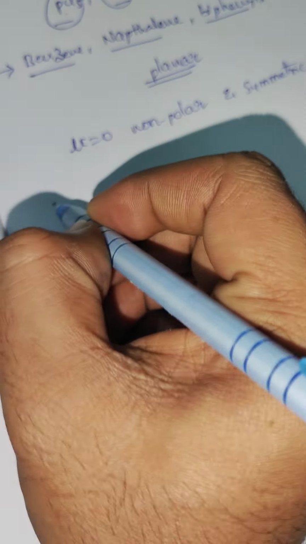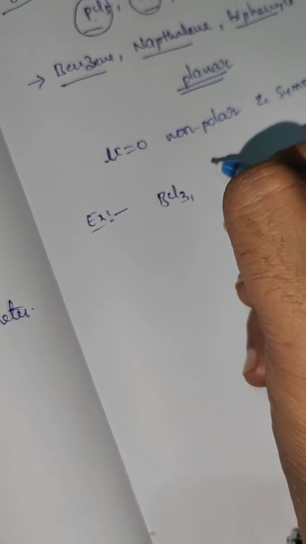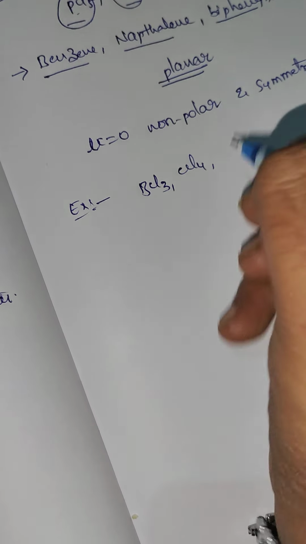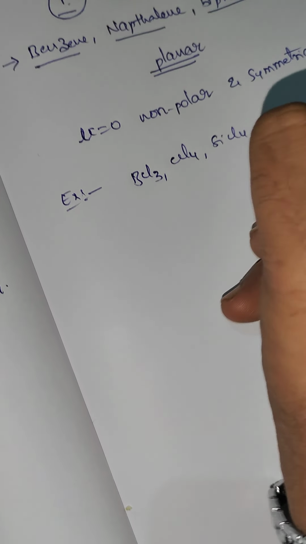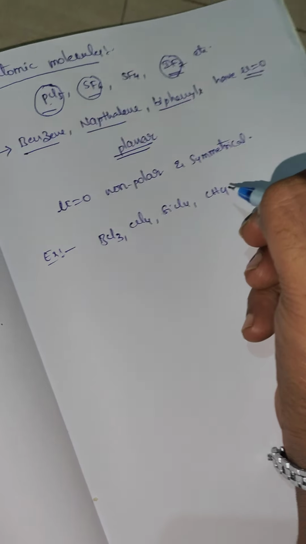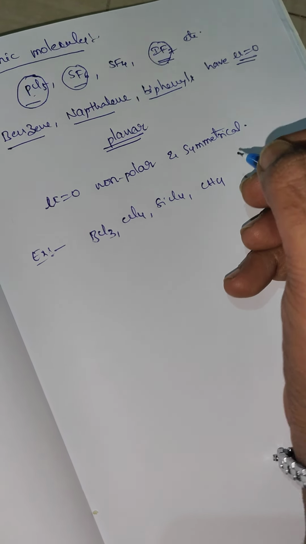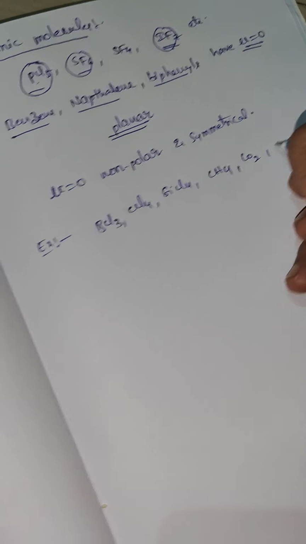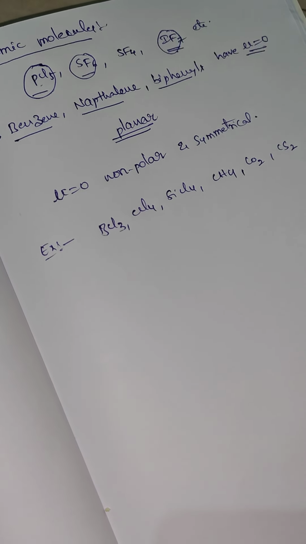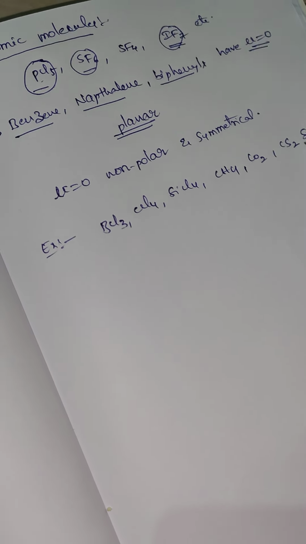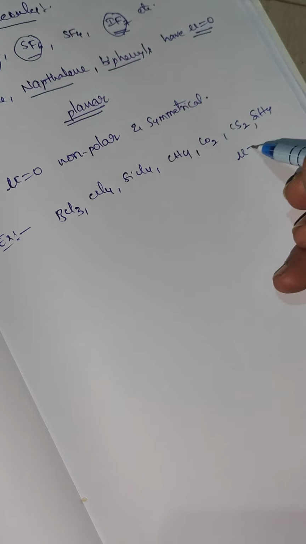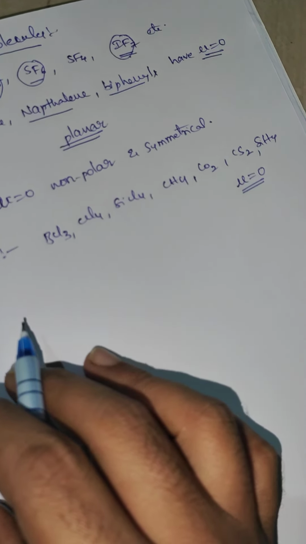Okay, we are discussing more examples: BCl3, CCl4, SiCl4, CH4, CO2, CS2, SiH4. All of these are symmetrical. Symmetrical means the dipole moment is 0.